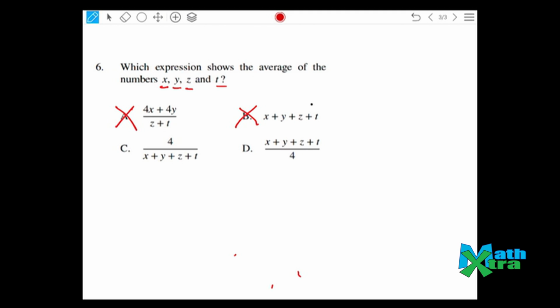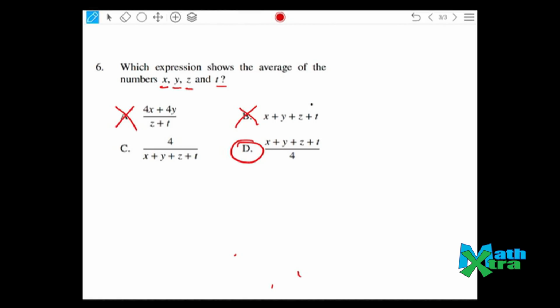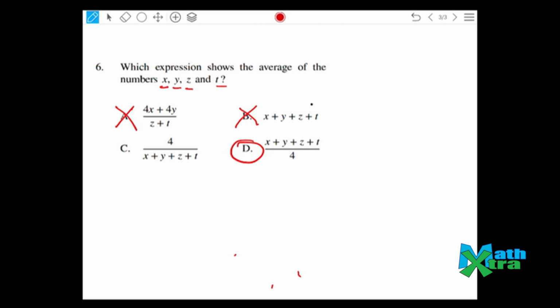Okay, I'm down to C and I'm down to D. Let's try to figure that one out. I know I'm going to divide by 4, so D is the logical answer. Let's review what I just said. The question is, which expression shows the average of the numbers x, y, z, and t? I chose D because we're adding x, y, z, and t. That's the first step when you're averaging numbers. The next step is division. After we've solved for the sum of those numbers, we're going to divide next.